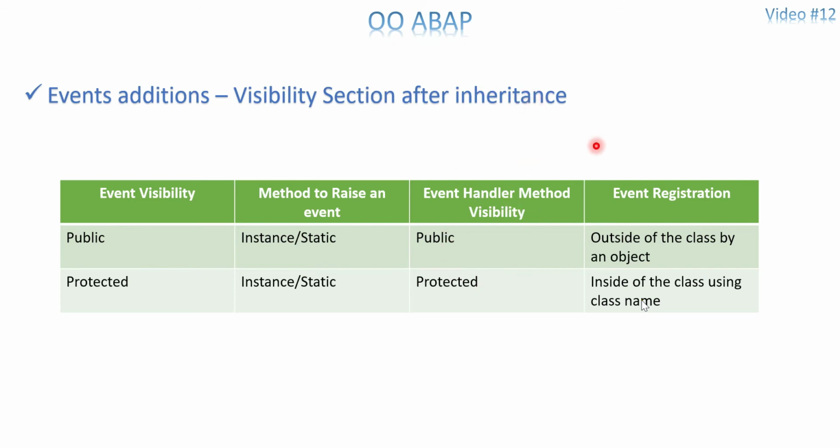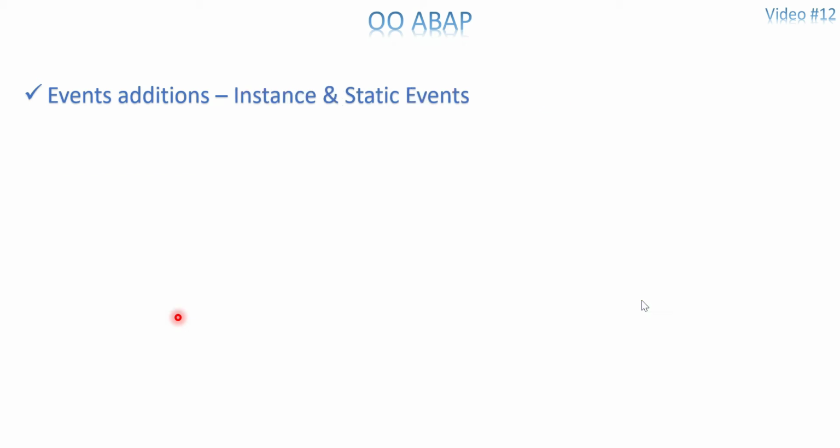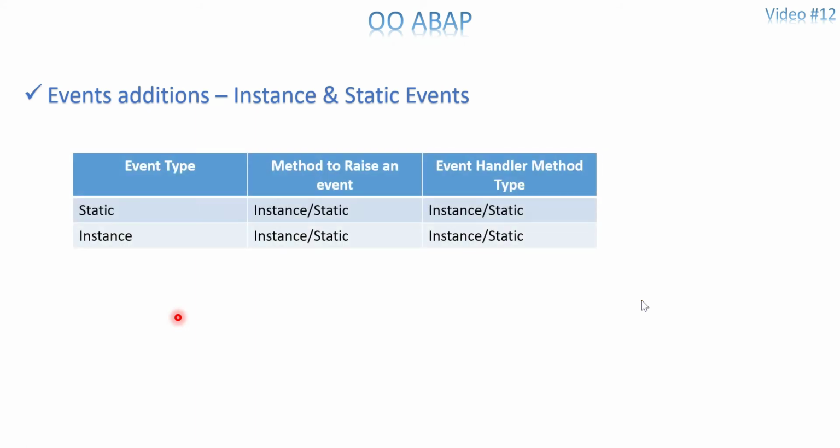Once you create a subclass for a superclass which has events with different visibility, only public and protected can be carried forward to your subclass. Then instance and static events. It's very simple. The event type is either static or instance. For the method to raise an event, there is no change; you can use an instance or static method. The event handler method type also can be anything, meaning a static or instance event can be used. I'm talking about the event handler: it can be an instance or static event handler method.